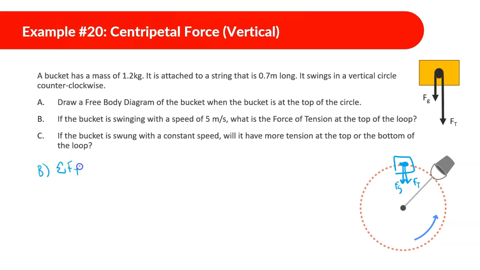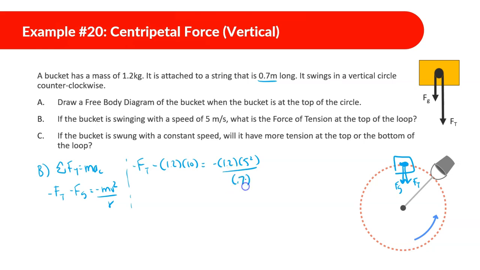Okay, so very similar to what we did last time. Sum of all force in the y is equal to mass times acceleration centripetal. Force of tension is going down, force of gravity is going down, and also acceleration centripetal is going down. So all negative. Minus force of tension, minus force of gravity, 1.2 times 10, is going to be equal to negative mass, which is 1.2, velocity, which is 5 squared, divided by the radius, which again is a string.